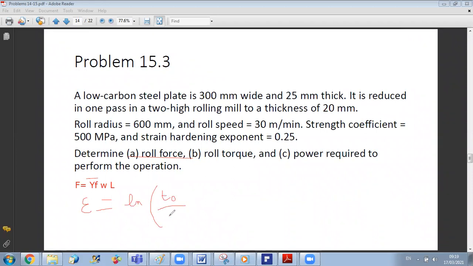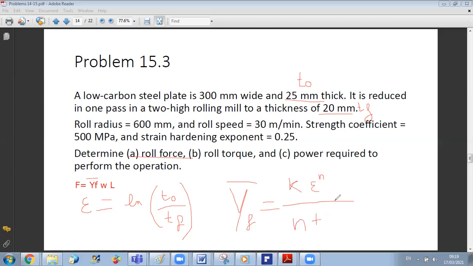Now concerning T0, the initial thickness is 25 and I want to reduce to 20. So T0 is 25 millimeter and T final is 20 millimeter. And always I should use the same unit to simplify. If here I use millimeter, here also I should use millimeter. Once I get epsilon, the value of Y flow average is equal to K times epsilon to the power n over n plus 1.